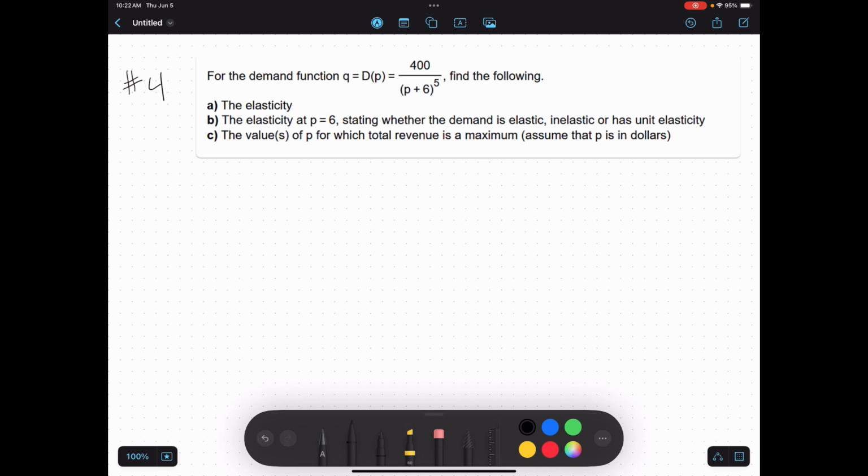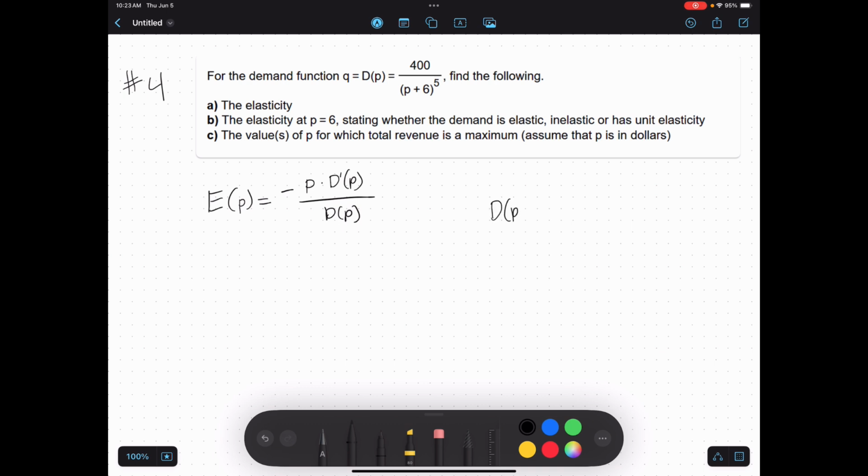So here's my demand equation, 400 over p plus 6 raised to the 5th. So instead of x, I'm just working with p, but that makes sense because that independent variable should be your price. So let's find my elasticity of demand equation. Okay, remember that this equation is negative and then x, but in our case it's p times the derivative of the demand equation over the demand equation, meaning we need to find the derivative of this function.